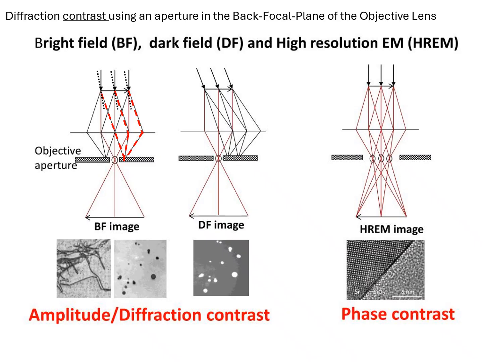But we can tilt the beam so that one of the diffracted beams, now this one, the one coming out at this angle, goes down the optic axis of the microscope, and that creates a negative image of this one, which is what we call a dark field image, and that would be a bright field image.